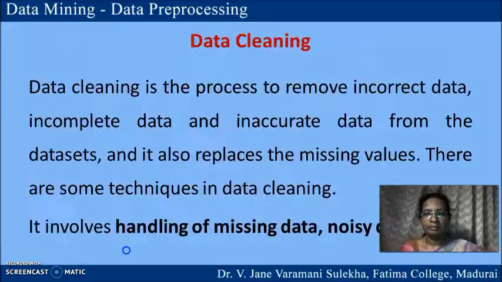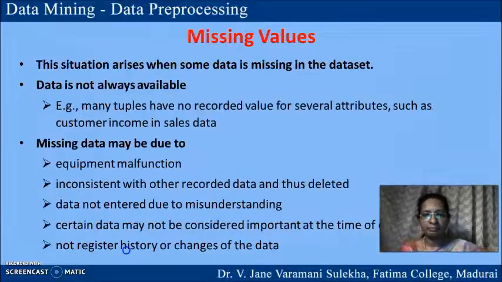Data cleaning. Data cleaning is the process to remove incorrect data, incomplete data and inaccurate data from the dataset, and it also replaces the missing values. There are some techniques in data cleaning. It involves handling of missing data and noisy data handling.